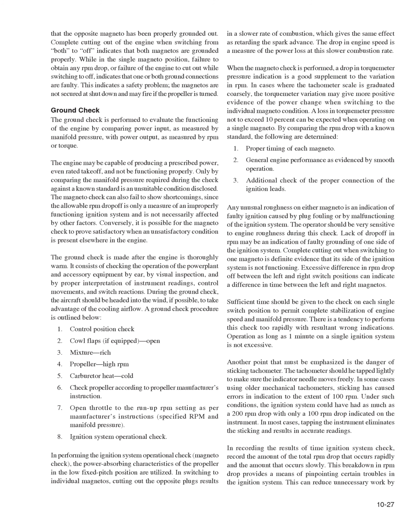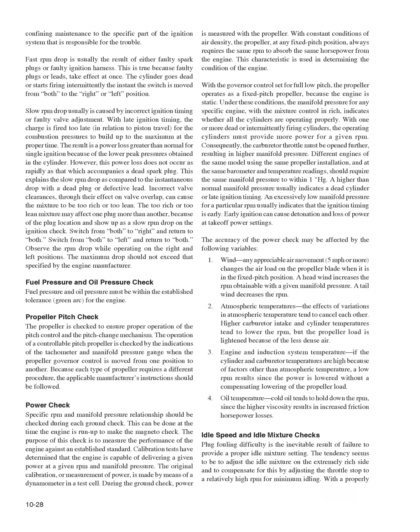In recording the results of the ignition system check, record the amount of the total RPM drop that occurs rapidly and the amount that occurs slowly. This breakdown in RPM drop provides a means of pinpointing certain troubles in the ignition system. This can reduce unnecessary work by confining maintenance to the specific part of the ignition system that is responsible for the trouble. Fast RPM drop is usually the result of either faulty spark plugs or faulty ignition harness. This is true because faulty plugs or leads take effect at once.